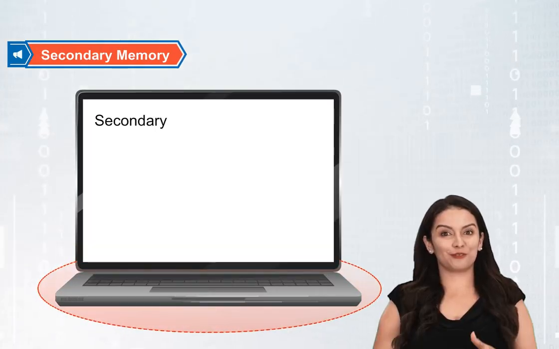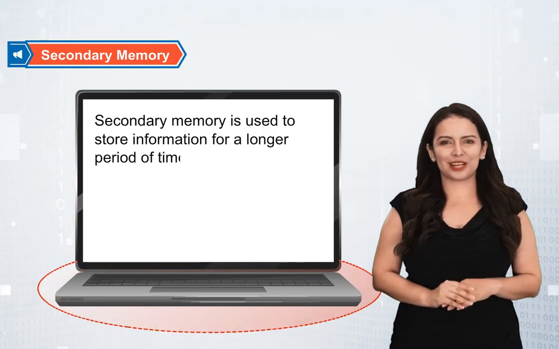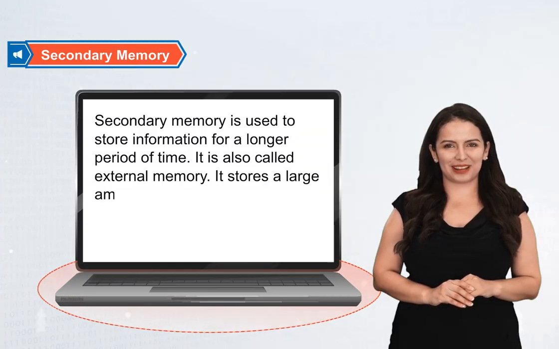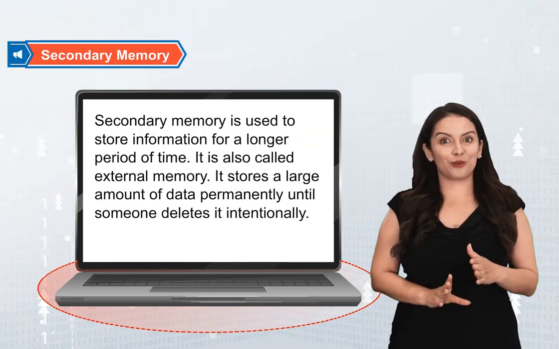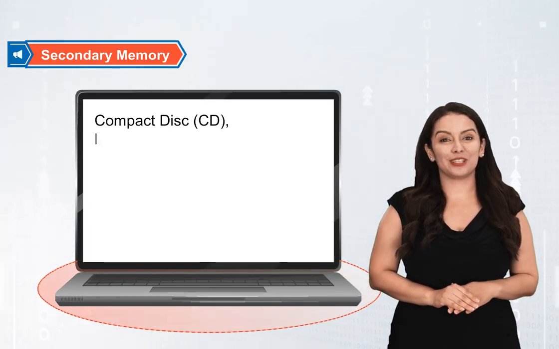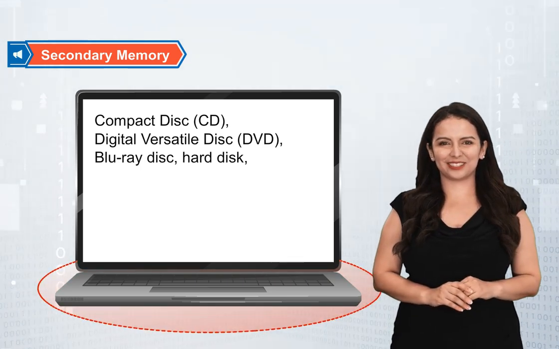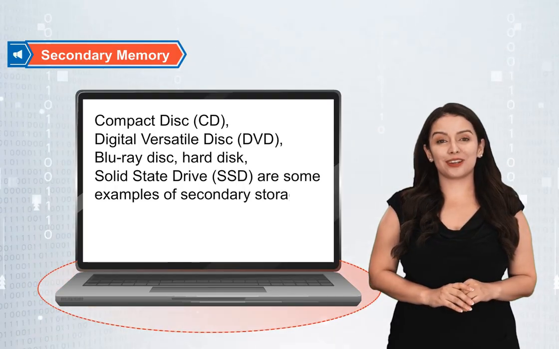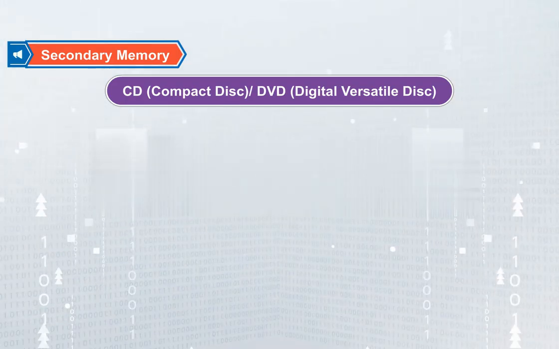Secondary memory. Secondary memory is used to store information for a longer period of time. It is also called external memory. It stores a large amount of data permanently until someone deletes it intentionally. Compact disc, CD, digital versatile disc, DVD, Blu-ray disc, hard disk, solid-state drive, SSD are some examples of secondary storage devices.